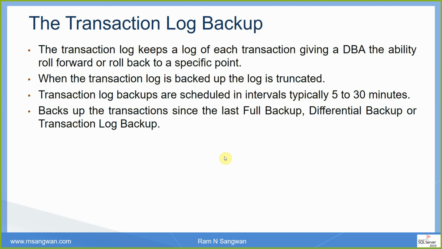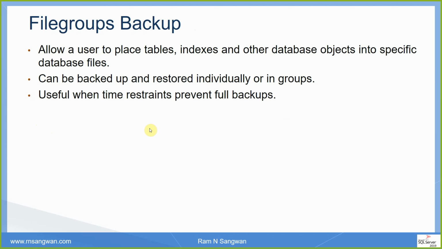The first step in that case is log shipping. The transaction log keeps a log of each transaction, giving a DBA the ability to roll forward or roll back to a specific point in time. When the transaction log is backed up, the log is truncated. Transaction log backups are scheduled at intervals, typically 5 to 30 minutes. They back up the transactions since the last full backup, differential backup, or transaction log backup.